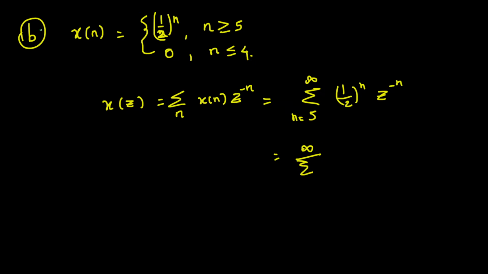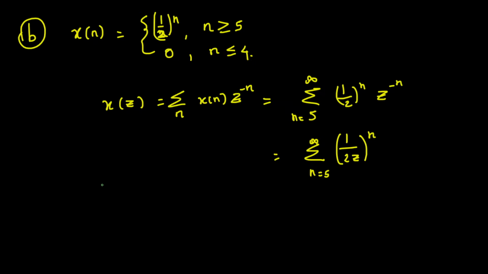Summation n is equal to 5 to infinity, and I put 1 over 2z and whole power n. Okay, that is the same thing. And this is our Z transform.